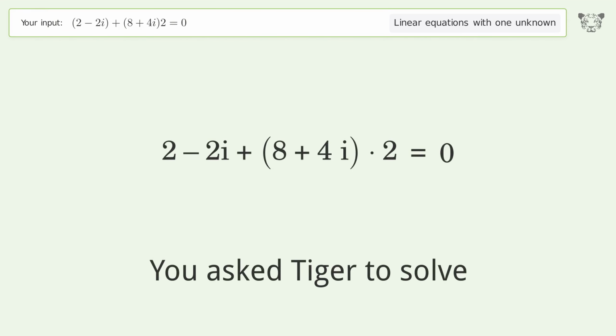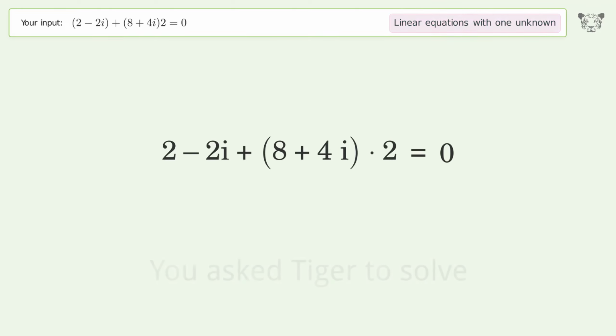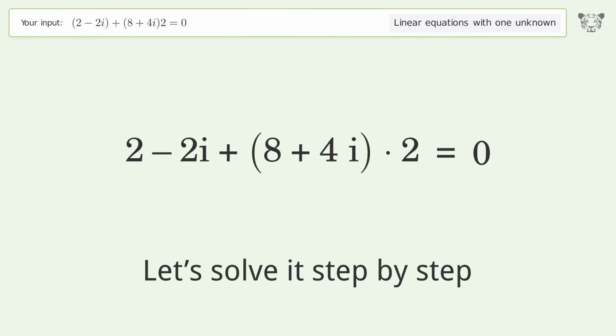You ask Tiger to solve. This deals with linear equations with one unknown. The final result is I equals -3. Let's solve it step by step.